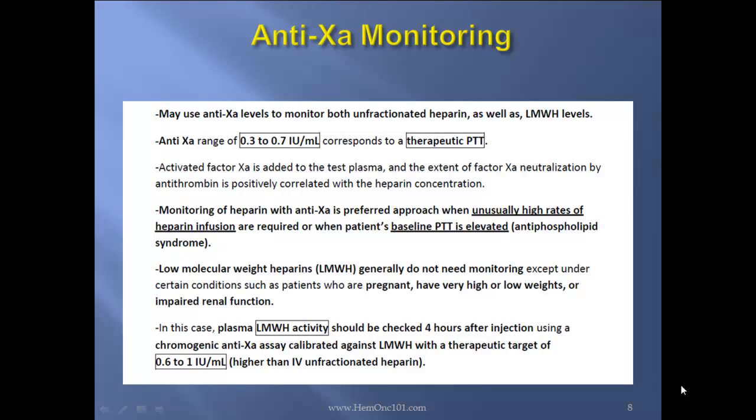Low molecular weight heparins generally do not need monitoring except in certain conditions, such as patients who are pregnant, have very high or low weights, or have impaired renal function. In this case, plasma low molecular weight heparin activity should be checked 4 hours after injection using a chromogenic anti-10A assay calibrated against low molecular weight heparin, with a therapeutic target of 0.6 to 1, so it's higher than IV unfractionated heparin.